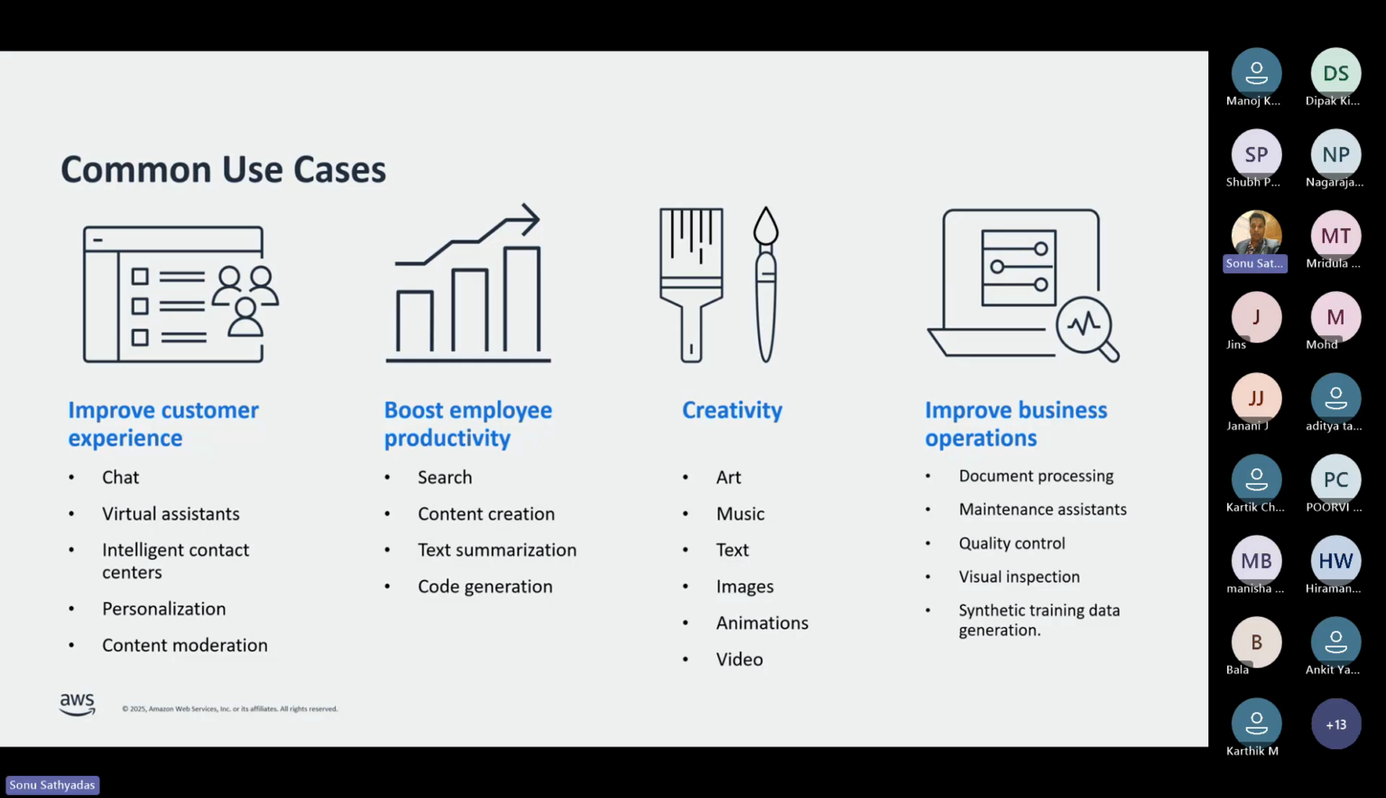We can use generative AI for improving business operations. So nowadays, from Microsoft, we have Office 365 Copilot. From Amazon, we have Amazon Q Business. So there are many generative AI enabled tools available for business users. We can also use these generative AI services inside other applications which we use for quality control, visual inspection, as well as document processing.